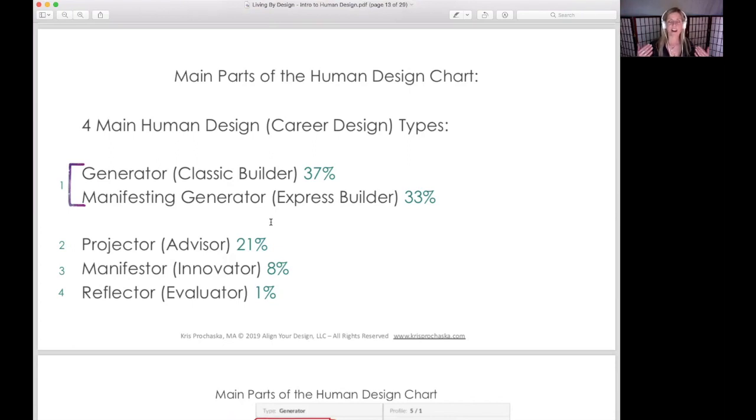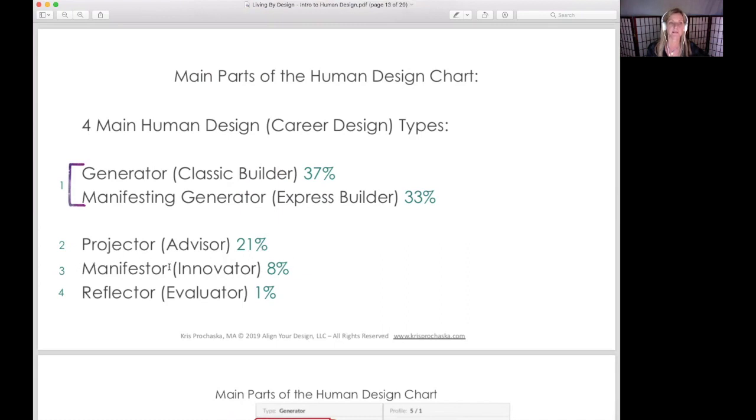I'm a generator, or builder, are the majority. Our energy is really here influencing the majority of the population, okay? The second type we have is the projector or advisor in the business terminology, and they're about 21% of the population. So 1 in 5 people is going to be a projector or advisor.